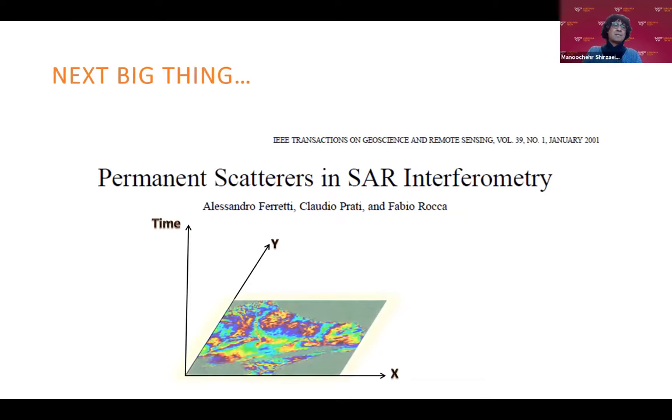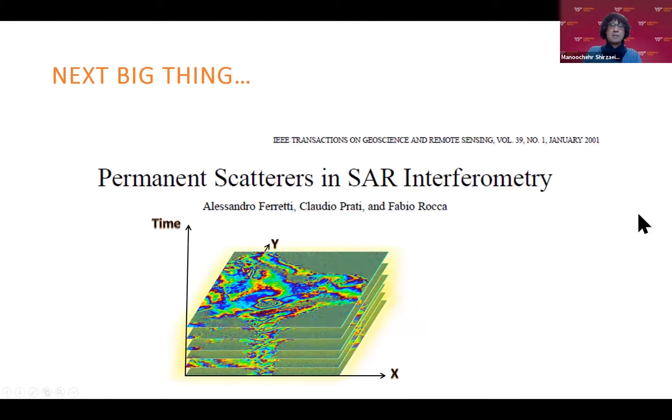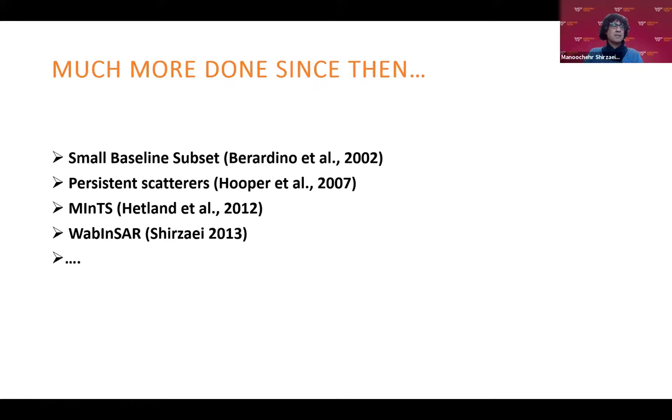So that's the next big thing that happened. Combining many, many acquisitions that occurred at the same area at different times and creating time series. And through that, increasing redundancy in time and space to reduce the artifacts and create the deformation map at very high resolution and accuracy. There has been lots of effort along that line since 2001, to create algorithms for InSAR time series generation. And one of those recent ones is the work that we did in my lab and we maintain that.